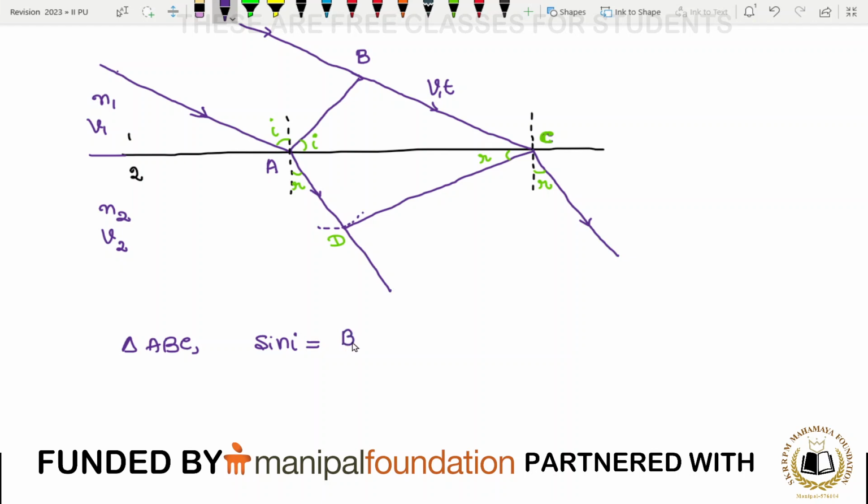So I'll write here sine I is equal to what? Opposite side, what is that? BC, divided by the hypotenuse, what is that? AC. So BC value how much here? V1 into T, and AC value as it is. Equation number 1.